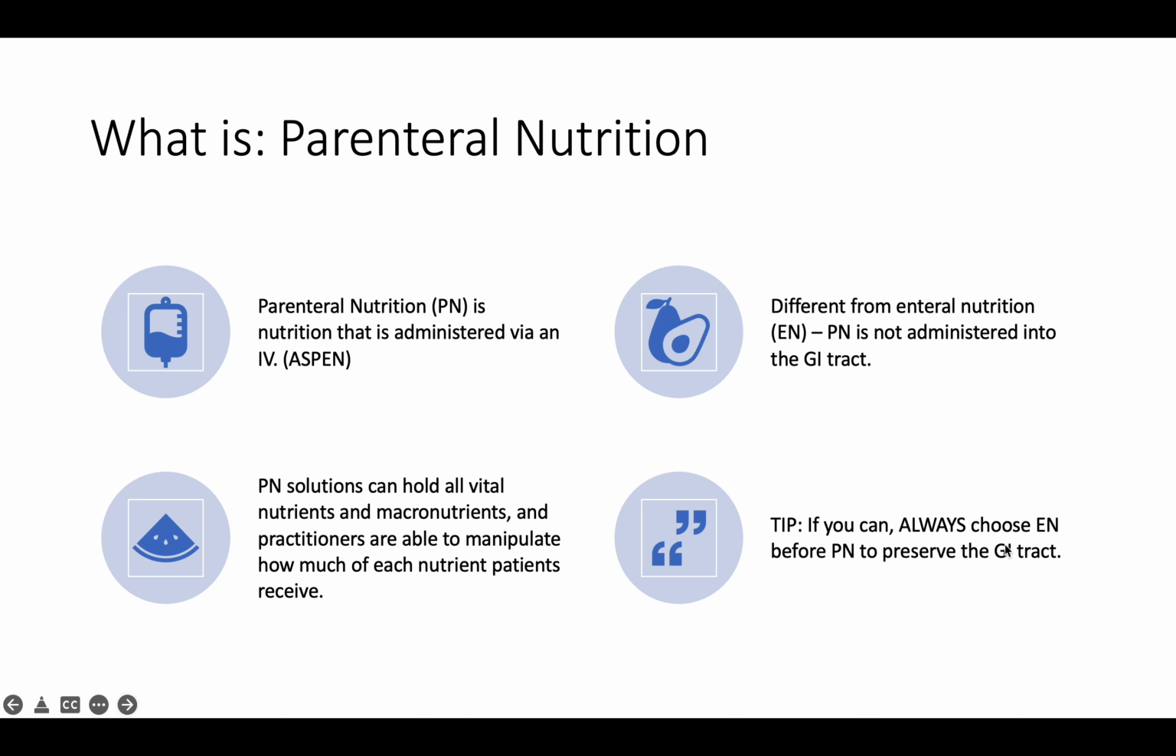And then a tip, if you haven't heard this before, I'm going to say it now. If you can, you always want to try to choose EN, or enteral nutrition, before PN. Enteral nutrition, or traditional tube feeding, really helps the GI tract stay intact because it's using the GI tract, and that's really important. PN, though it is safe to use, can cause further GI dysfunction if people are on it for a very long time. So if you can, please do enteral nutrition first, but if you can't, and we'll see those circumstances, then we will choose PN. But just remember that. EN before PN always.